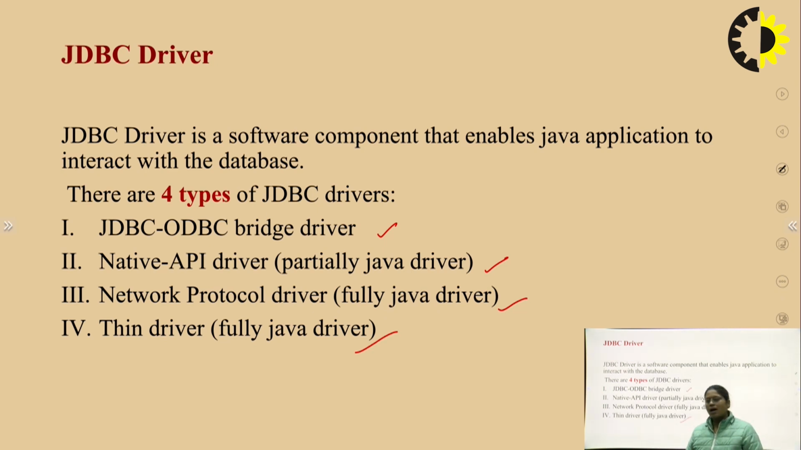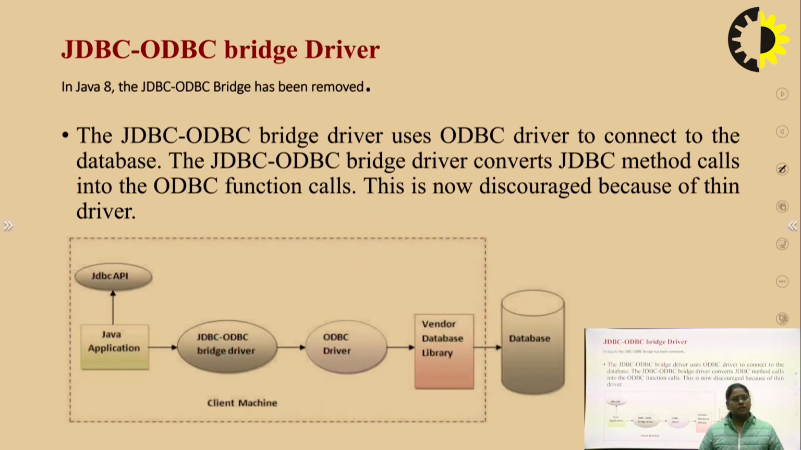So in today's environment, we are using these 2 types of driver, that is the network protocol driver or thin driver, because the ODBC driver is totally based on C language, so we are not using it nowadays. Next is the native API driver, a partially Java driver, so we also do not use such a driver nowadays. Currently we are using 2 drivers, the network protocol driver and the thin driver, and both are fully Java drivers. First of all, we discuss the JDBC ODBC bridge driver.